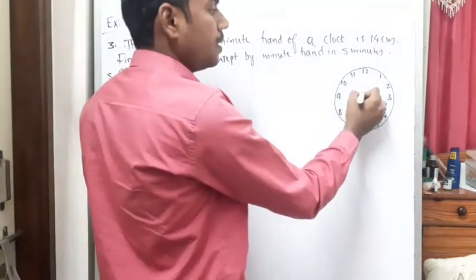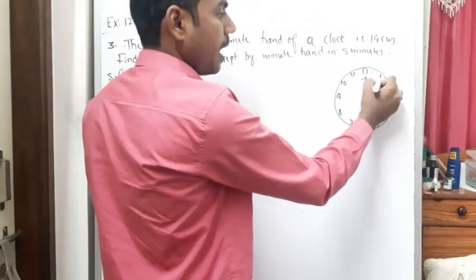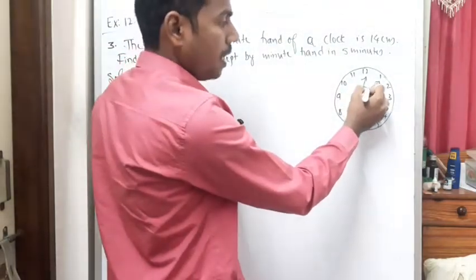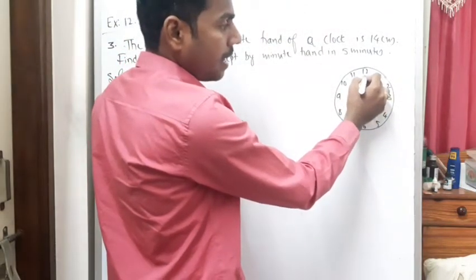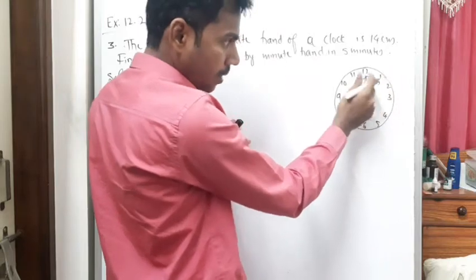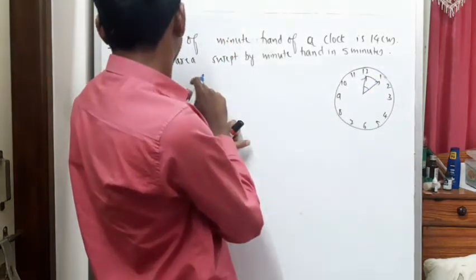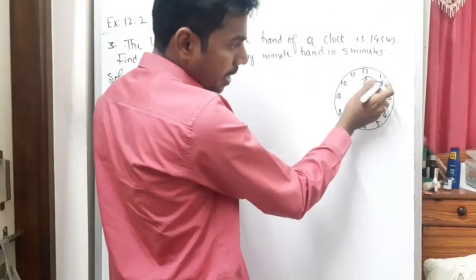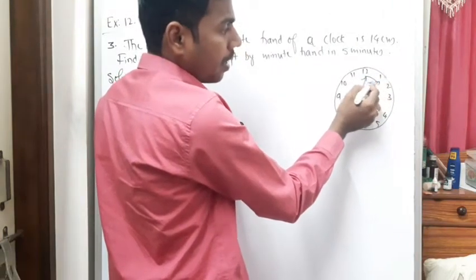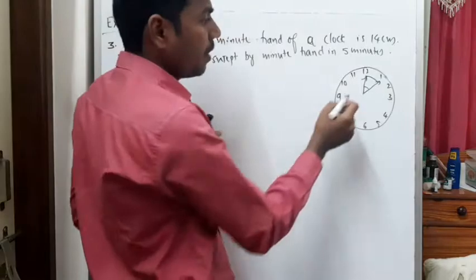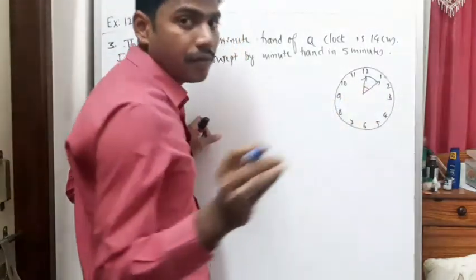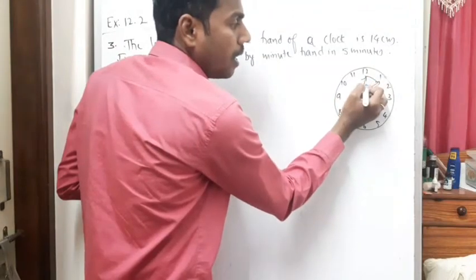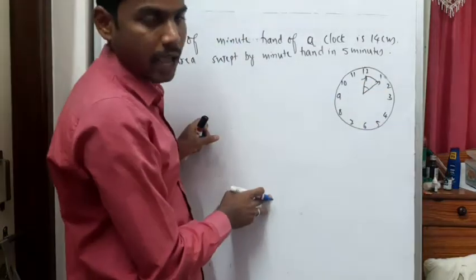What are they telling? The minute hand is 14 centimeter in length. What is the angle swept? Find the area, sorry, the area swept by the minute hand if it covers 5 minutes. So, in the 5-minute duration, the area covered by the minute hand we need to calculate.